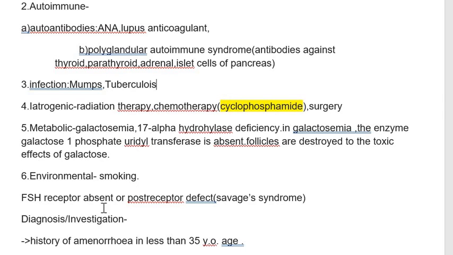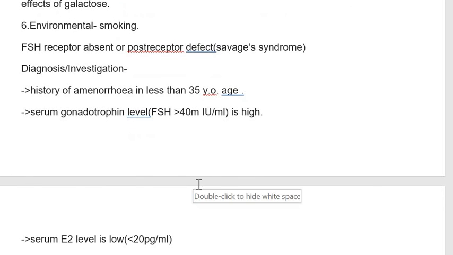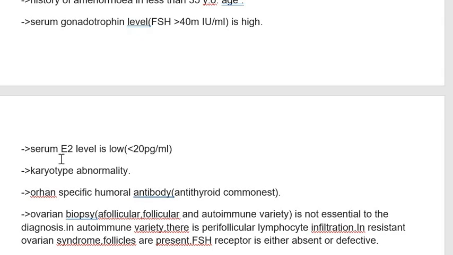So the patient will have a history of amenorrhea at less than 35 years of age, and the serum gonadotropin levels like FSH will be more than 40. You should know that a serum FSH level of more than 35 is required on at least 2 different occasions, with blood samples taken 4 to 6 weeks apart. This is required for the diagnosis of premature ovarian insufficiency or menopause. And the serum E2, estradiol level, is low, and karyotype abnormality can also be seen.